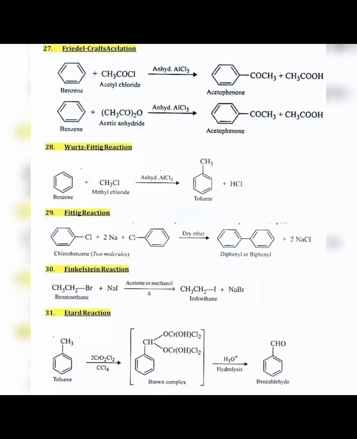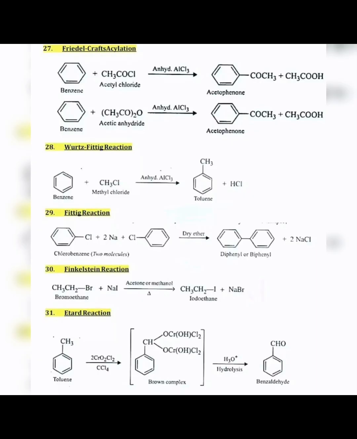Next reaction is Wood-Fittig reaction. When benzene undergoes reaction with methyl chloride in presence of anhydrous AlCl3, it gives toluene as a major product. Next reaction is Fittig reaction. When excess of chlorobenzene reacts with excess of sodium metal in dry ether, it simply gives biphenyl as a major product along with NaCl as a byproduct.